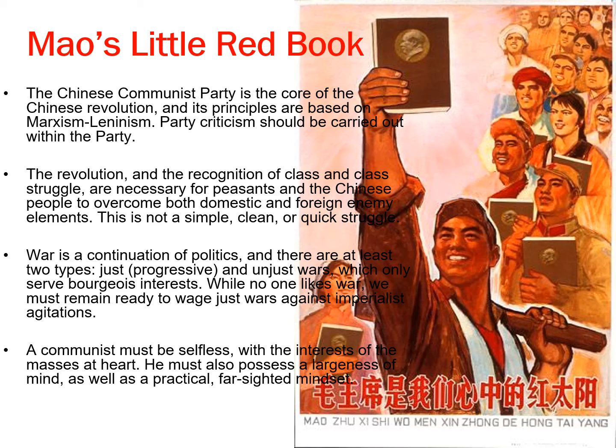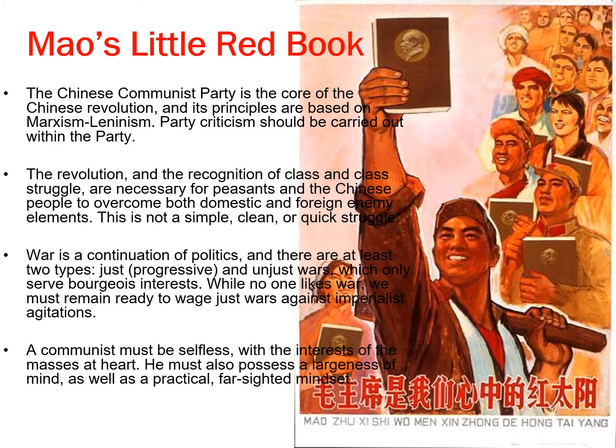Now, the Communist Party is the core of the Chinese Revolution, and its principles were based on Marxism and Leninism. And party criticism should be carried out within the party. You never criticize the party publicly, you just do it privately. Of course, Karl Marx and Lenin with the Russians were some of the early founders or philosophers of the actual ideology of communism, Lenin being in Russia, and Marx going back to the Industrial Revolution, the Second Industrial Revolution.